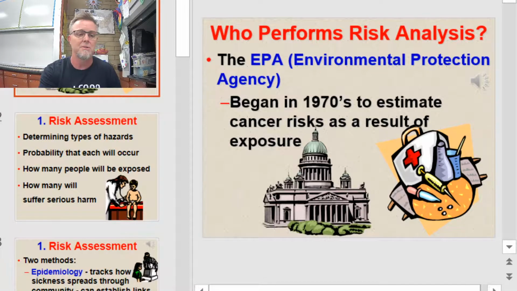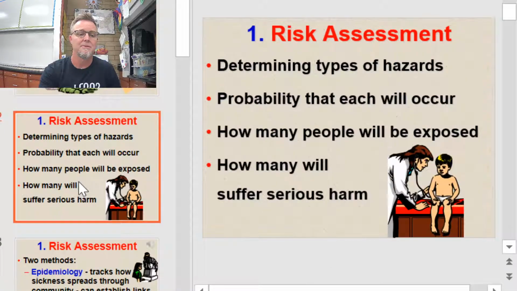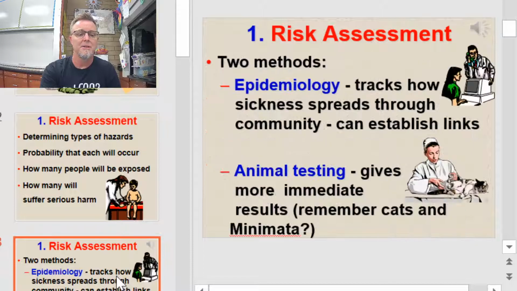So when we think about risk and we're trying to figure out if something is dangerous, we're going to start with what's called a risk assessment. Risk assessment begins by determining the types of hazards that people are going to be exposed to, the probability that each of those hazards will occur, how many people might be exposed, and how many will suffer serious harm from whatever it is. There are two types of risk assessment or strategies that are employed when we're trying to figure out what's dangerous and how dangerous it is.